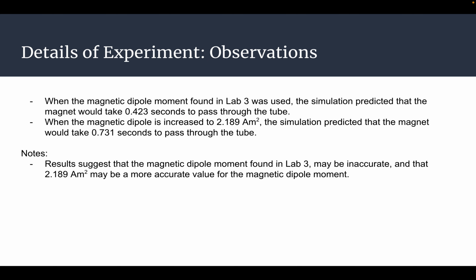When the magnetic dipole moment found in Lab 3 was used, the simulation predicted that the magnet would take 0.423 seconds to pass through the tube. When the magnetic dipole is increased to 2.189, the simulation predicted that the magnet would take 0.731 seconds to pass through the tube. Results suggest that the magnetic dipole moment found in Lab 3 may be inaccurate and that 2.189 may be a more accurate value for the magnetic dipole moment.